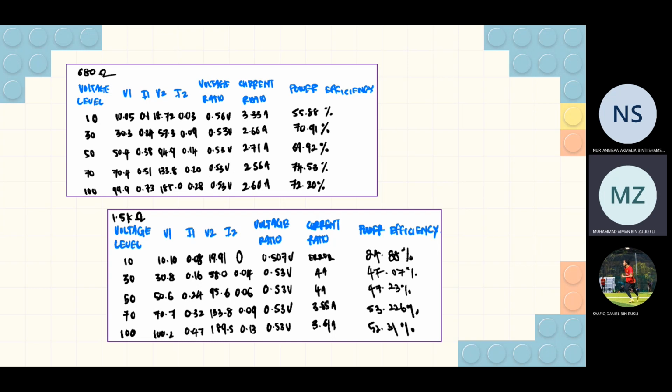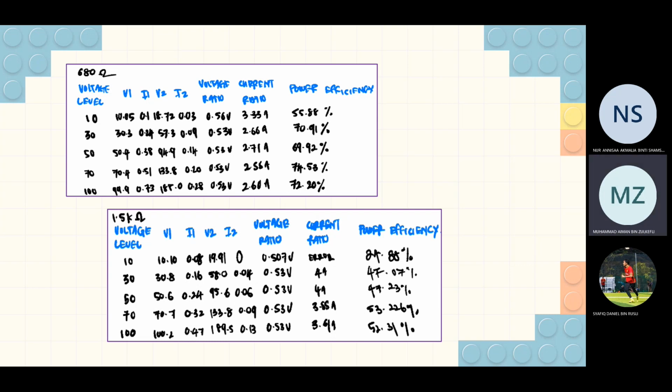So for the 10 voltage level, V1 is 10.05, I1 0.1, V2 18.72, I2 0.03. Voltage ratio is 0.56, current ratio 3.33, and the power efficiency 55.88.